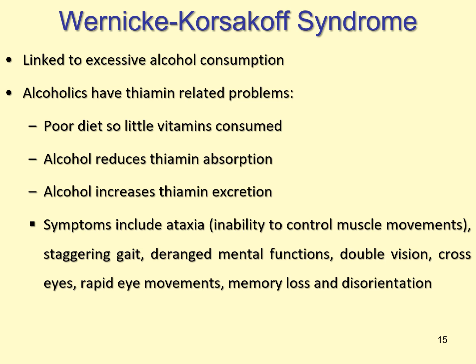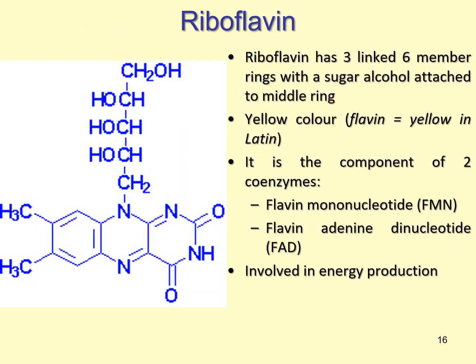So what are the main symptoms of this disease? Ataxia, or inability to control muscle movement, staggering gait, and transient mental function changes, double vision, rapid eye movement, as well as memory loss and disorientation are the major symptoms associated with Wernicke-Korsakoff syndrome.